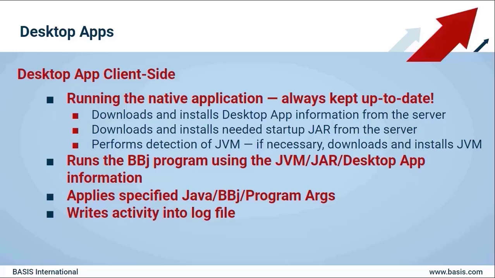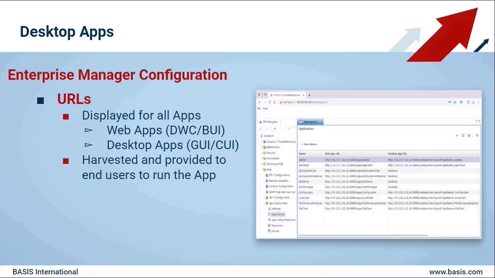In EM, it shows you that you really should select a packaged JRE, usually a zip for Windows, tar for Unix and Mac. Okay, so it runs the BBJ program using the JVM jar desktop app information. It applies the specified Java, BBJ, and program args, and writes all activity into a log file. So if there's ever an error or you just want to see what's happening, there's always log files on the client side.